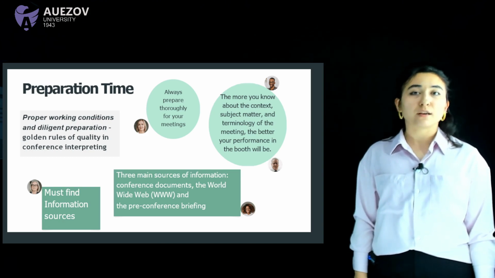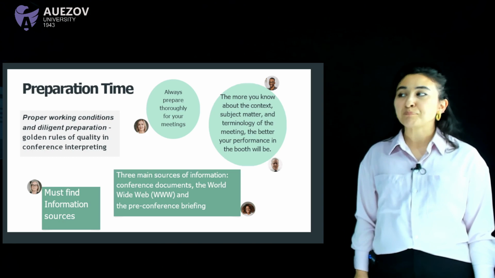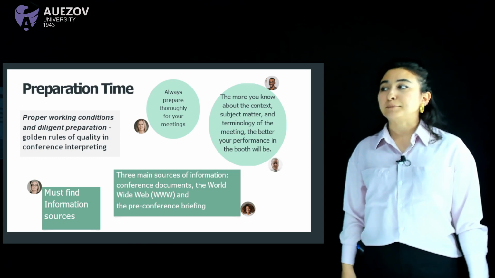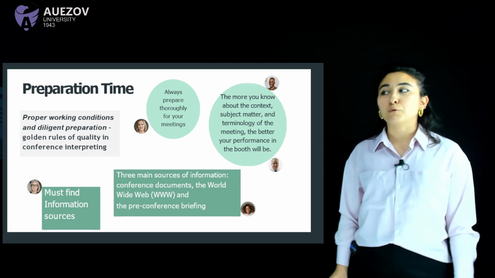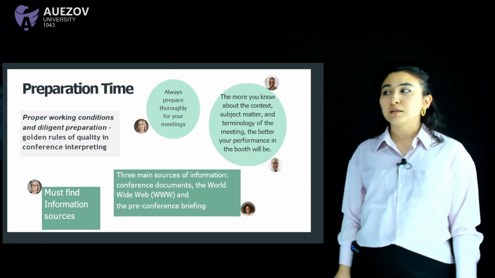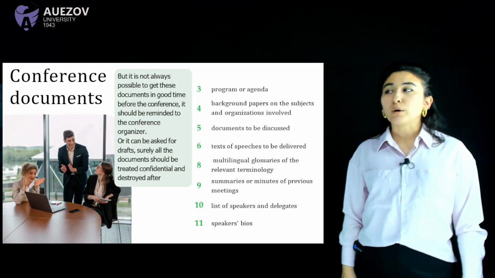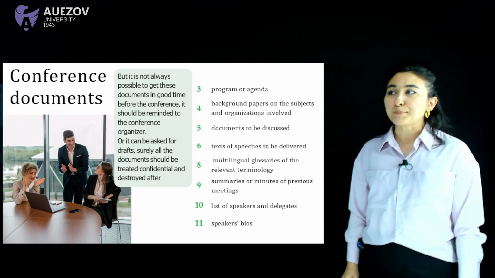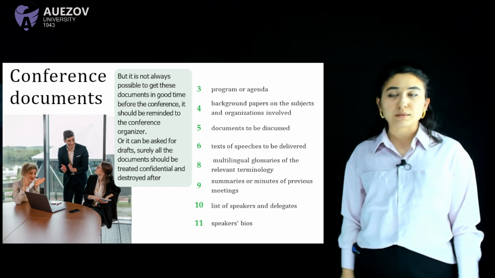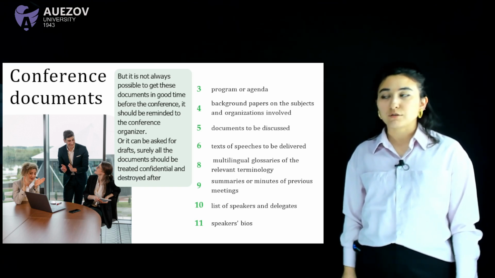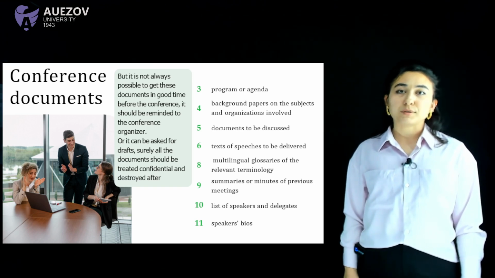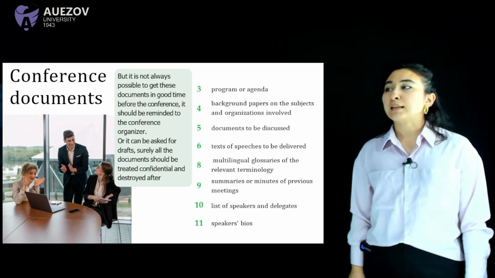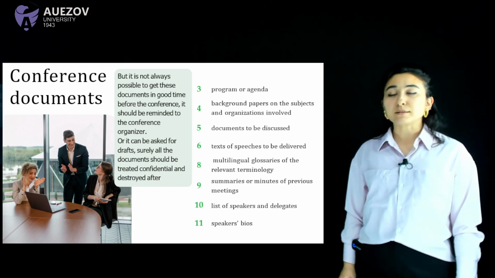What are the sources that the interpreter can use for the preparation? The three main sources of information for the interpreter, first of all, is the conference documents, the World Wide Web, this is the internet, and the pre-conference briefing. What do we mean when we say the conference documents? These are the program or agenda, background papers, documents that are to be discussed, then multilingual glossaries of the relevant terminology. We know that the interpreter must prepare his glossary, specific glossary for the topic of the conference. Next, the list of speakers and delegates, speakers' bias, for example.